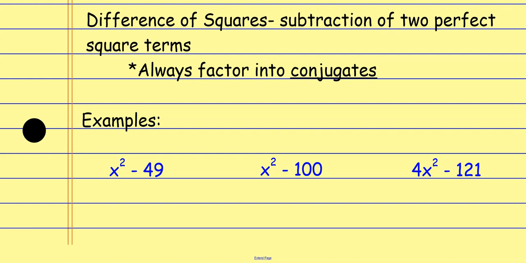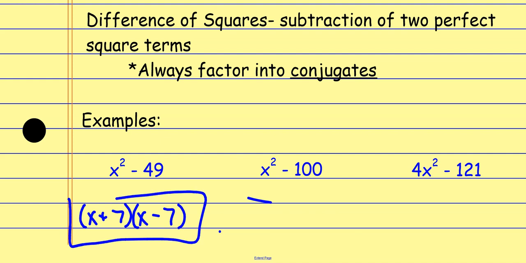All right? But that will only happen if I have perfect squares being subtracted. For example, if I look at this guy, here, x squared is a perfect square. It's kind of in the name, x squared, right? 49 is a perfect square, and there's subtraction, which means this is going to factor into conjugates. One will be a plus and one will be a minus. And then essentially filling this in is like taking the square root. The square root of x squared is an x. The square root of 49 is a 7. And those are my factors, okay?